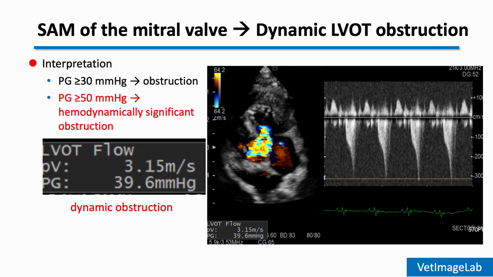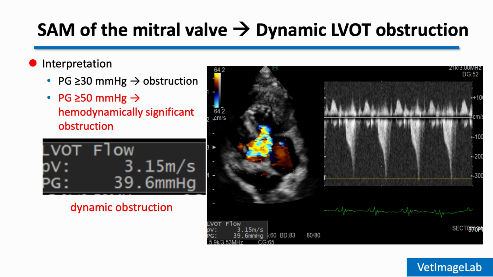As you see in this case, the velocity is approximately 3.15 meters per second, resulting in a pressure gradient of about 39.6 millimeters of mercury. In this particular case, with a gradient of about 40 millimeters of mercury, we would categorize this as dynamic obstruction, but not yet in the hemodynamically significant range.